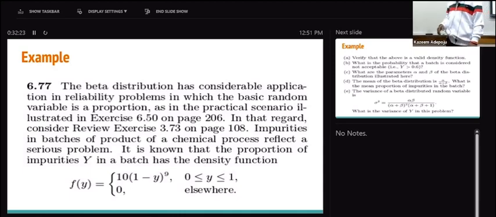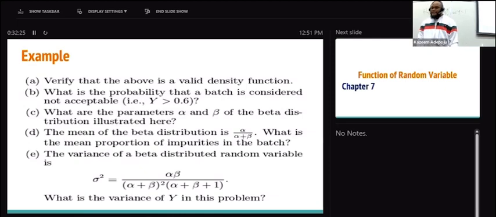Now they said verify that the above is a valid density function. If you want to verify that, what they want you to verify is that it is going to be equal to 1. Does that make sense? Because if the total area under a curve is not equal to 1, then that is not a probability, then it's just a function. Any question on how to verify that? If you want to verify, you put this here, use this, and the final result should be 1. Any question? You're good, right?